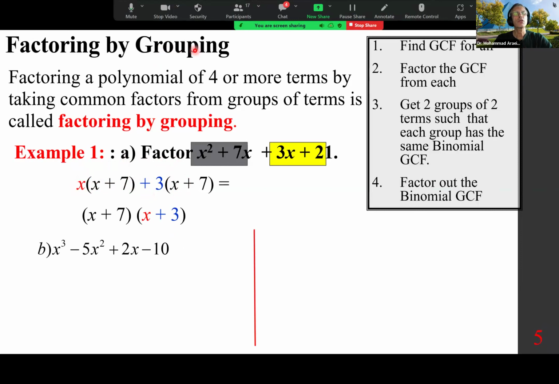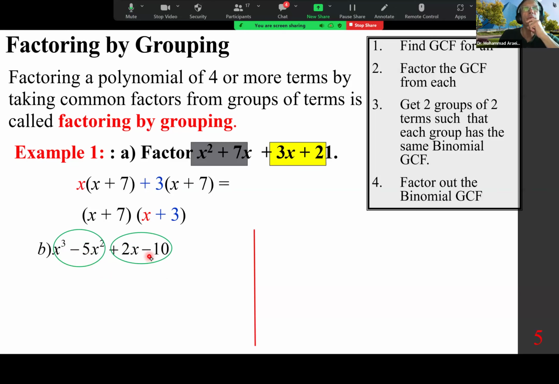Let's do the same thing. Let's do the first two and the last two, see if it works. What can we take out from here? X squared. So x squared times x minus 5.